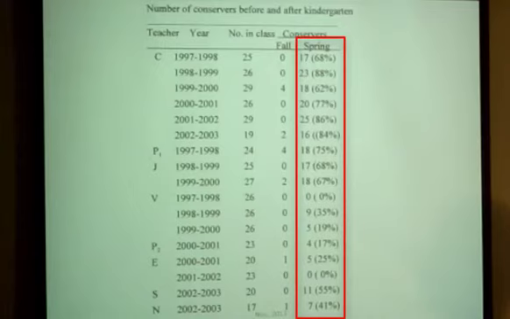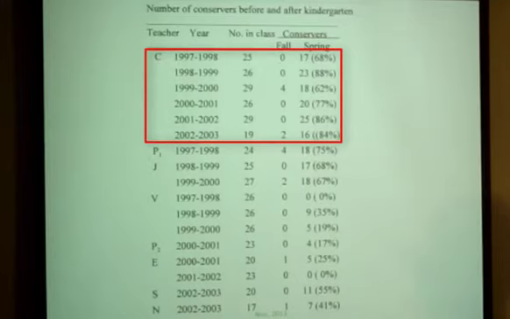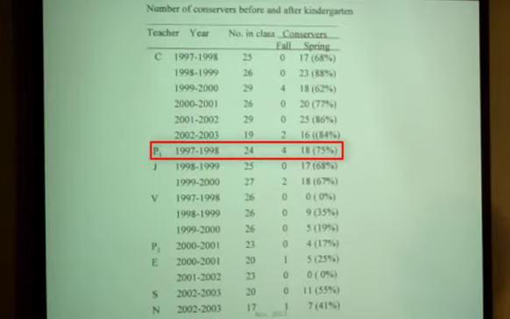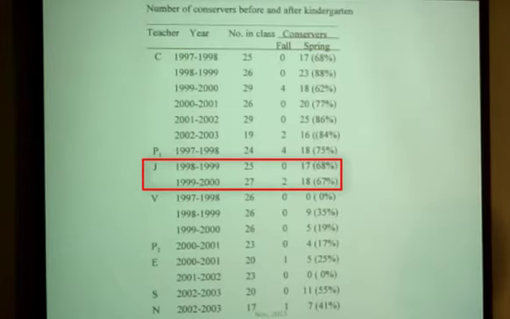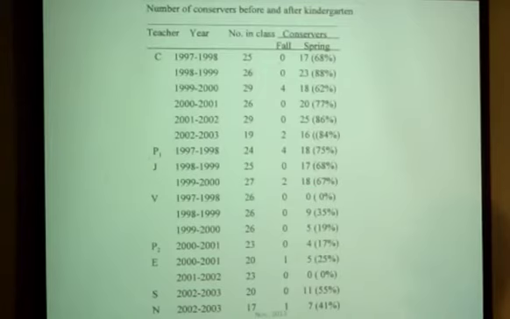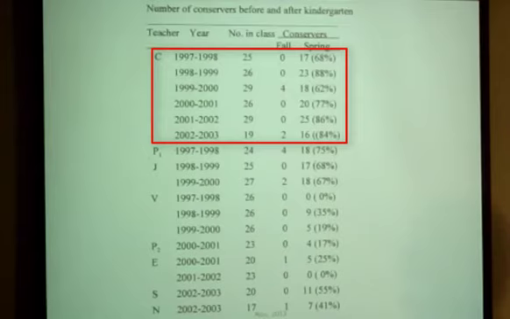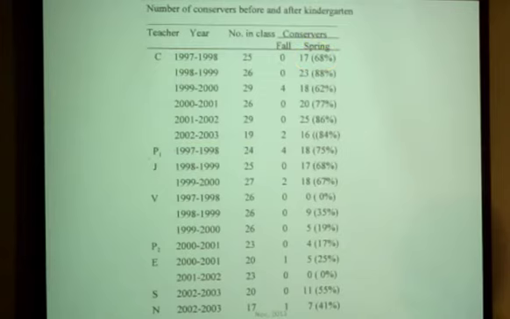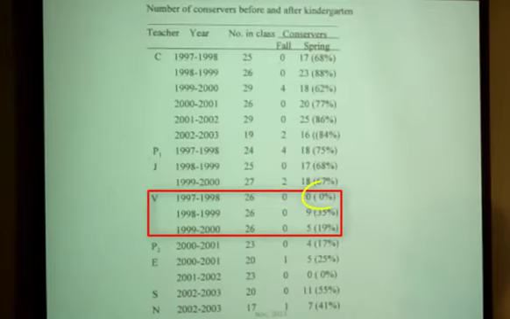And here is one teacher, his name was Carl, and he taught for a long time. I think he is still there. And here's one teacher, Patricia, who taught only 1 year here, and this teacher taught for 2 years and so forth. So these are the teachers. And this teacher also started with about zero conservers at the beginning of the year. But by the end of the year, a big percentage of the children became conservers, as you can see. But here's a teacher who started with zero conservers and ended the year with zero conservers.